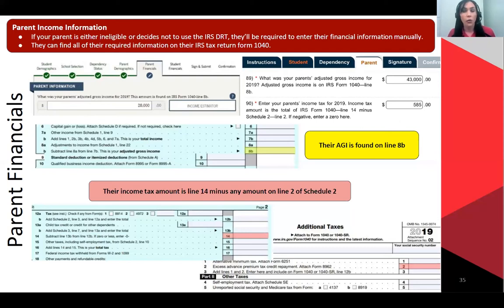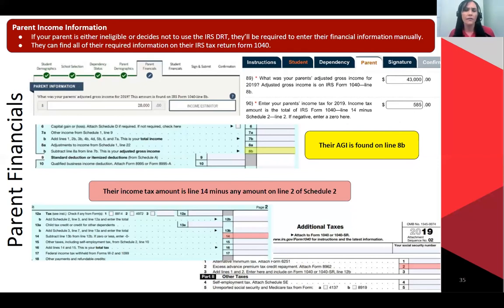This would be found on line 14 of the 1040. If there is a Schedule 2 included, you would look at Schedule 2, line 2, and deduct line 2 from line 14 of the 1040 to get the number for income taxes paid. If there is no Schedule 2, you would just use the number found on line 14.